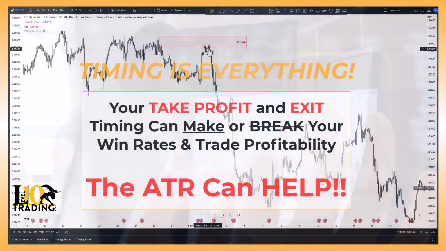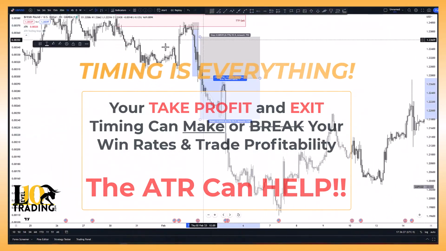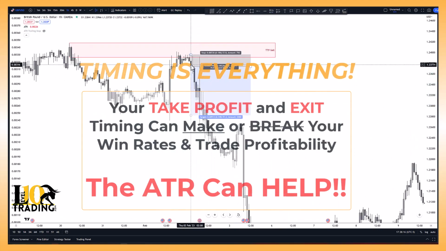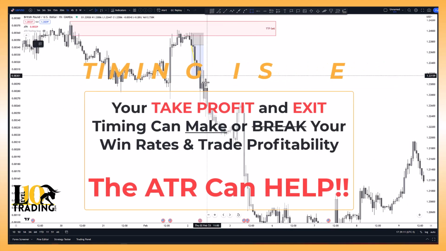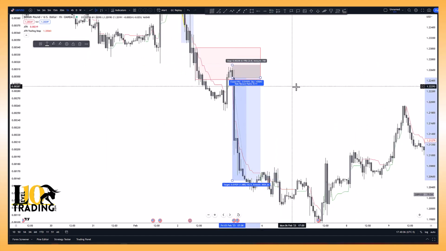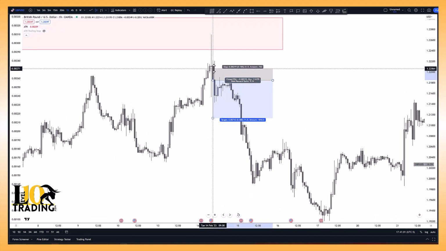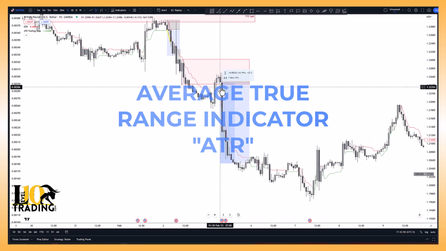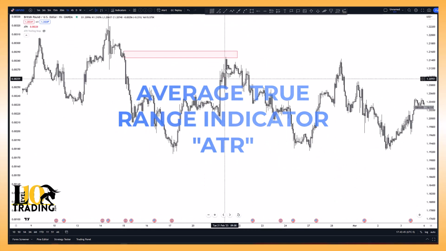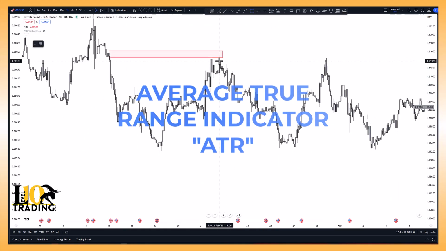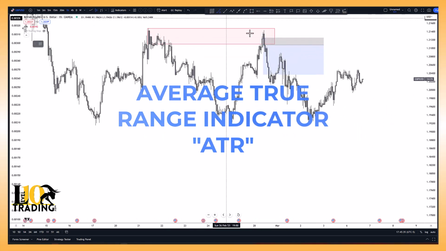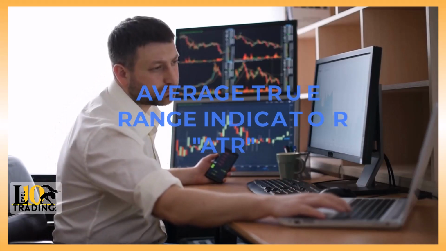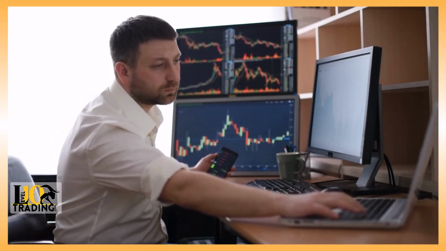If you wait too long to pull hard-earned money off the table or take profits too early, you will be stuck with a crappy win rate, leave too much money on the table, or even worse, blow your trading accounts. But don't worry, I am here to share a secret weapon for trade management, the average true range indicator, aka the ATR. It is the missing puzzle piece that can take your win rate literally from zero to hero. So buckle up and let's explore the power of the ATR together.